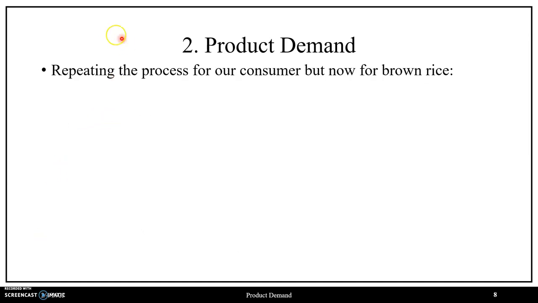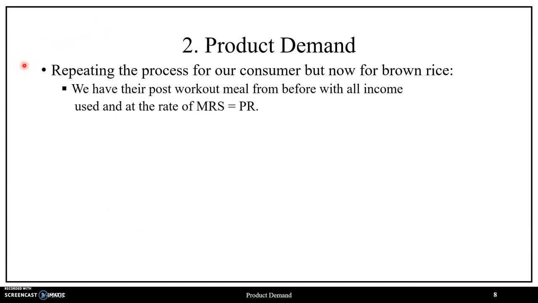To further go through this process, let us repeat it now, but for brown rice. We have our consumer as before, considering their post-workout meal, and they're going to be using all of their income at the rate of the marginal rate of substitution equaling the price ratio. We have our utility maximization process on the right as before, giving us point B, our particular post-workout meal with the quantity level of brown rice, as well as ground beef.